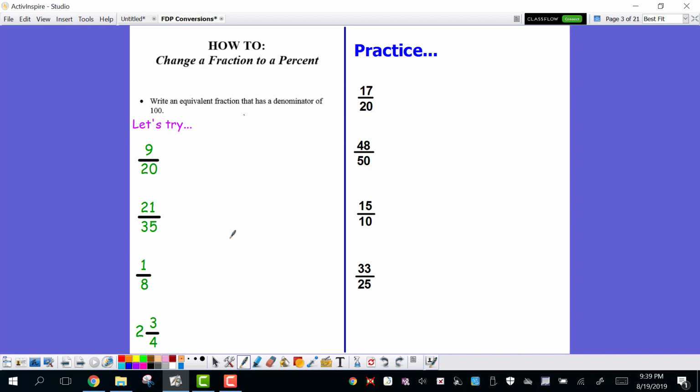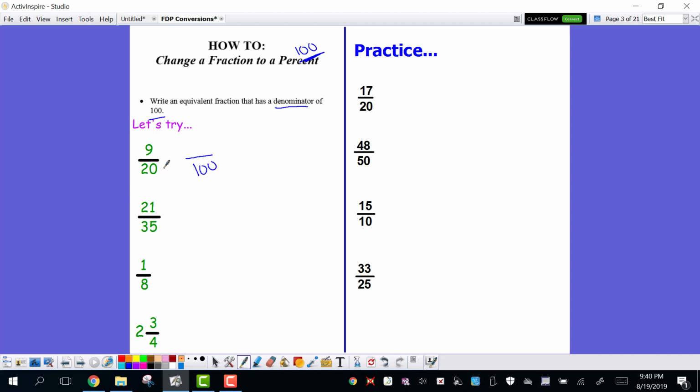Well, the first thing we have to remember is that we have to write an equivalent fraction that has a denominator of 100. Okay, so if we have a fraction, for example here, I have 9 over 20 or 9/20ths. I have to make sure that I convert my denominator into a 100 because, like I mentioned before, a percent is always out of 100. So I need a 100 in order to convert it to a percent. So I have to use a scale factor. So what number can I multiply by 20 to make 100? That's my goal. I need to make this 100.